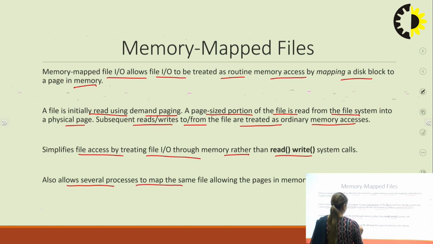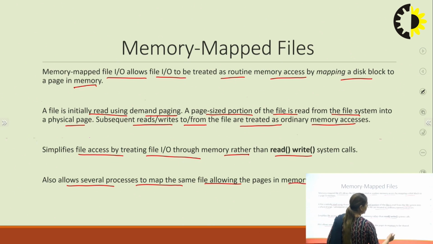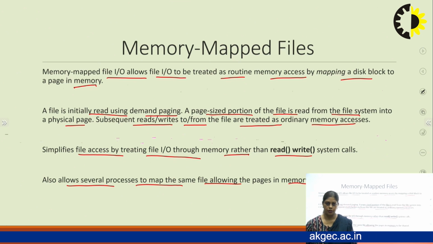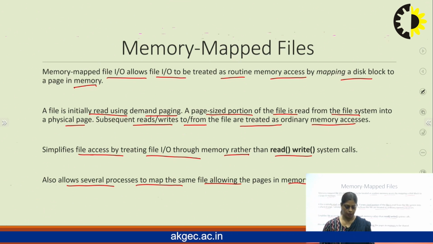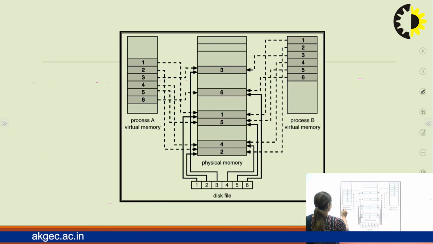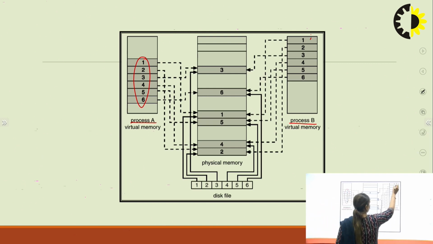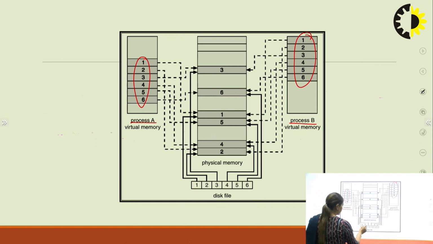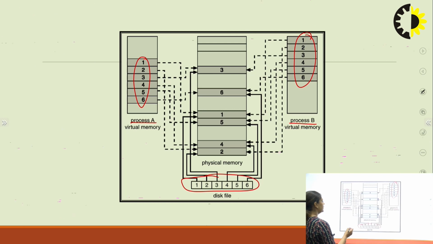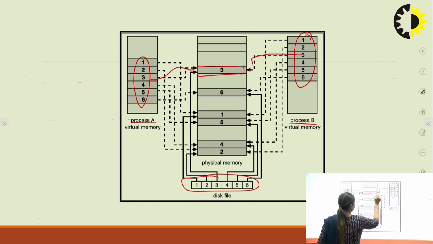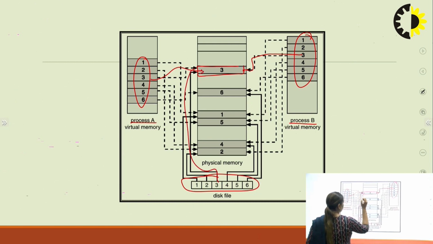It also allows several processes to map the same file, allowing the pages in memory to be shared, right? Now, there are several pages in memory that are required by different programs, so they can be shared. Let's see the diagram for this. See, this is process A and this is process B. Process A requires pages 1 to 6 and process B also requires pages 1 to 6, right? Now, these are the disk files. This is the backing store having pages 1 to 6. Now, for each page, for example page 3, both processes are accessing it, and it has been brought in with the swapping process, right? So with this arrangement, we can fulfill the needs of two processes at a time by sharing.